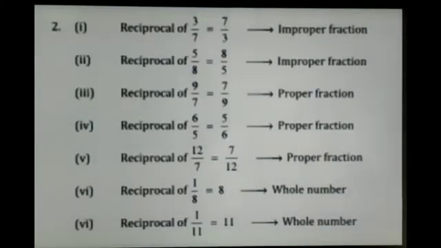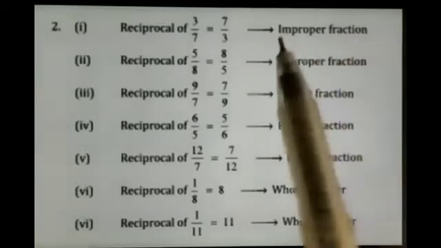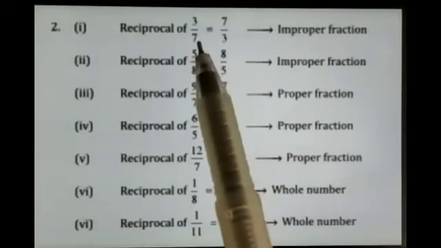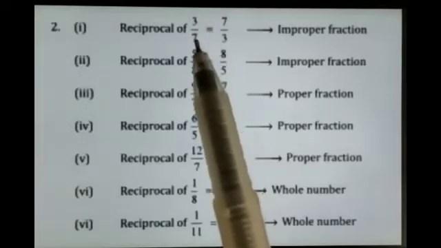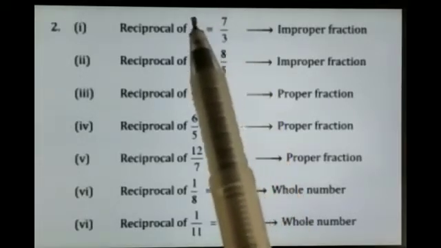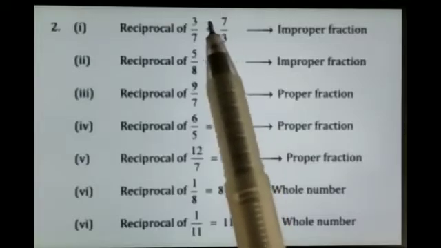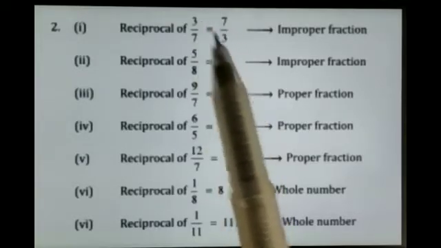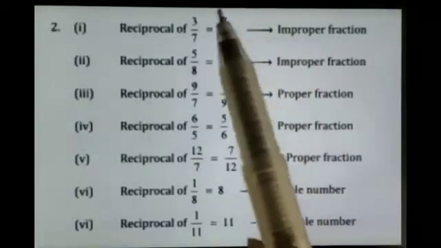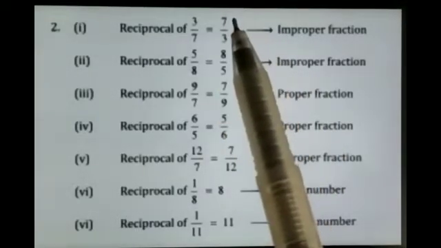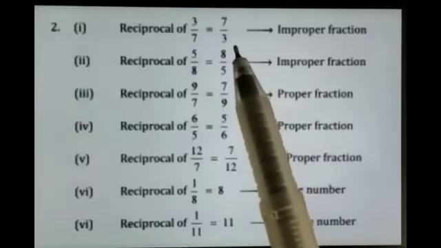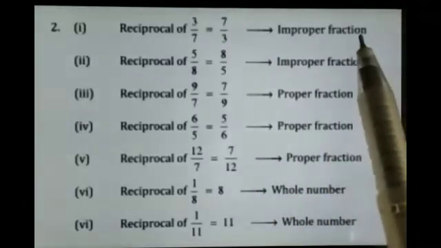Now our second question. In the second question, first we have to find out the reciprocal of the given fraction, and then we have to find whether it is a proper fraction or improper fraction or a whole number. So let's start with the first question. The fraction given is 3 upon 7. So the reciprocal of 3 upon 7 is equal to 7 upon 3 because we have to turn the number. So rotate the number. So 7 goes up, 3 comes down. Now in this fraction, the numerator is bigger, the denominator is smaller, so it is an improper fraction.